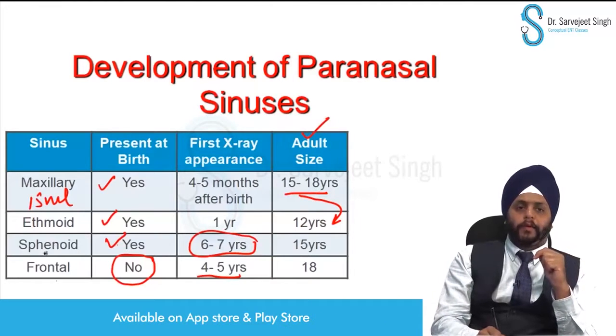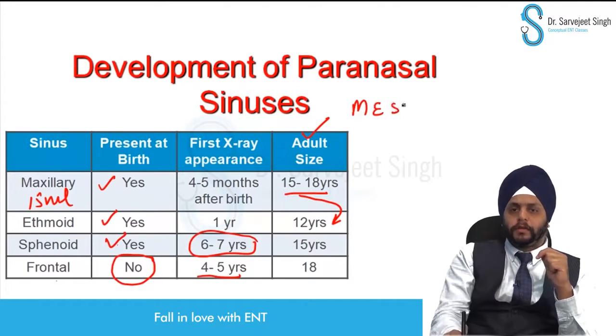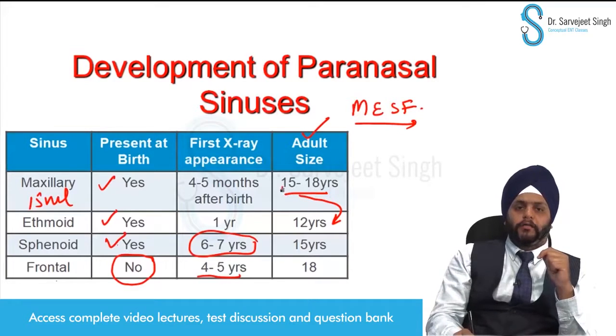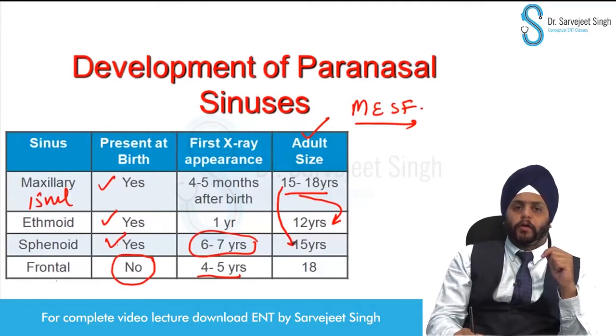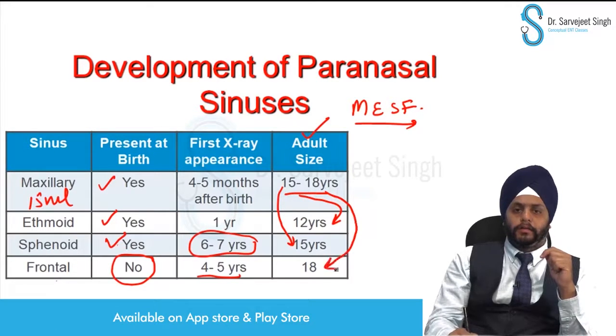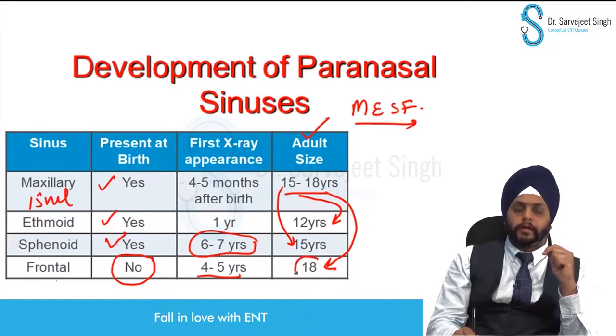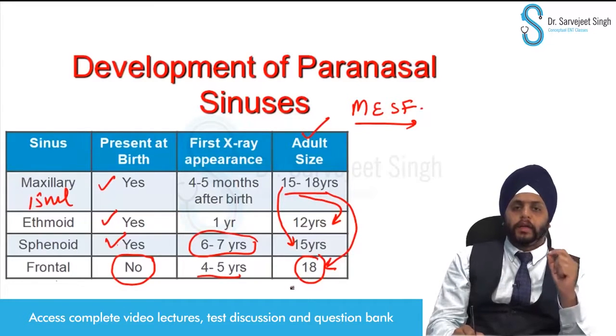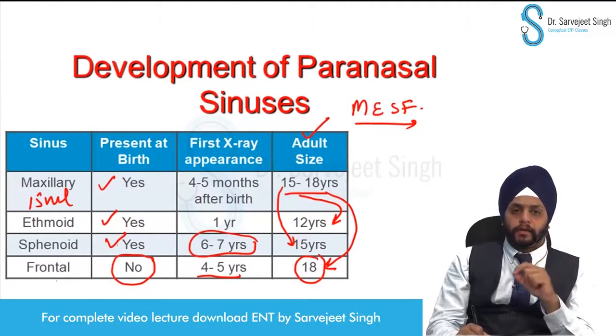So now how to remember sphenoid and frontal? Remember the sequence: maxillary, ethmoid, sphenoid, frontal. This is the sequence of development. And you can take the 15, sphenoid at 15 and frontal at 18. So remember, frontal sinus is the last to reach adult size.